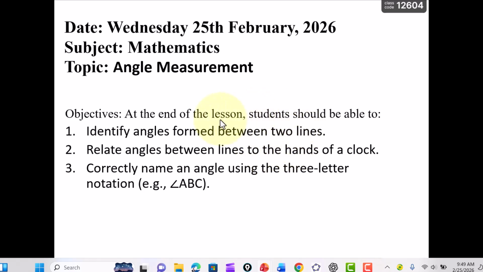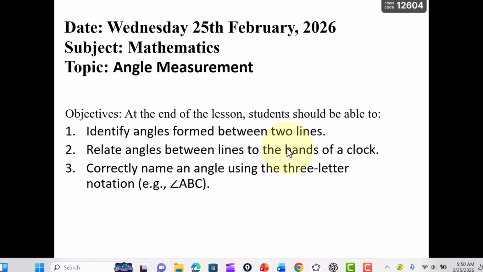In today's lesson, we are looking at how to identify various angles. From the first objective, identify angles formed between two lines. And when we say identify these angles, we want to know the names of these various angles. Is it an acute angle? Is it an obtuse angle? Just like that, the right angle and the rest. So those are the things we want to learn in today's class.